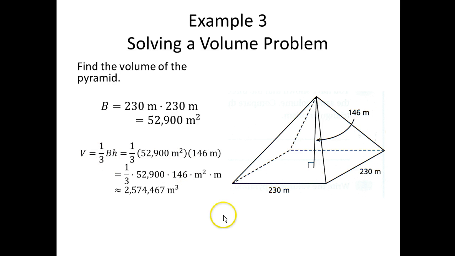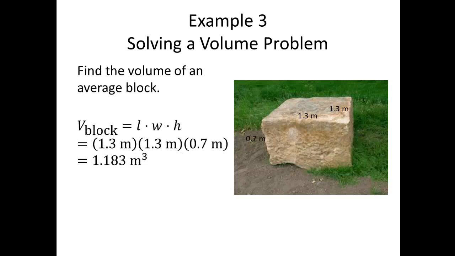If I plug that into my formula, I get that the volume of the entire pyramid is 1/3 times the base, which is 52,900, times the height, which is 146 meters. Once I multiply using a calculator, I end up getting this figure for the volume of the entire pyramid of Giza. Then what we're going to do is find the volume of an average block.